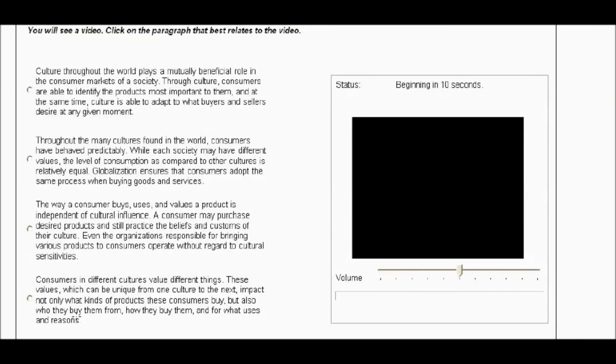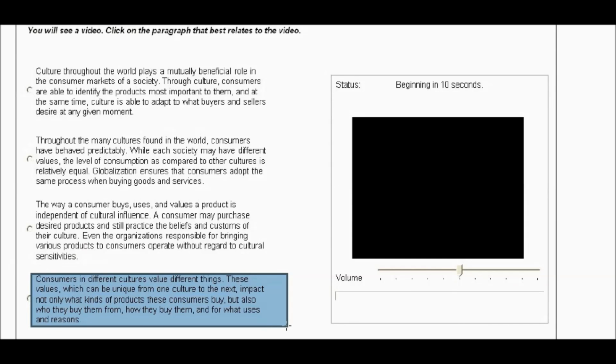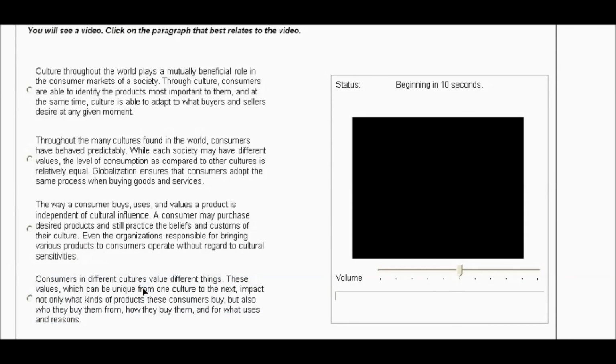The final paragraph is this: consumers in different cultures value different things. Yeah, that is okay. That is what they said in the lecture. These values, which can be unique from one culture to the next, impact not only what kind of products these consumers buy, but also who they buy them from, how they buy them, and for what uses and reasons. Yeah, this is a summary. This summary is almost similar to the lecture. So this is the right answer.